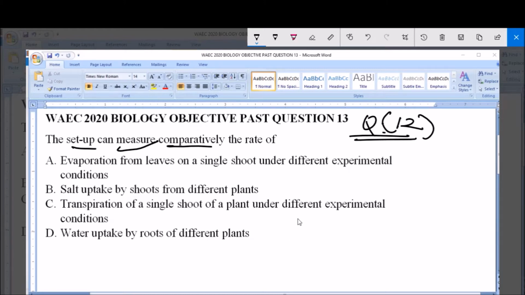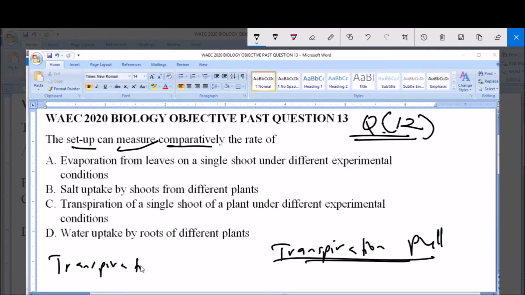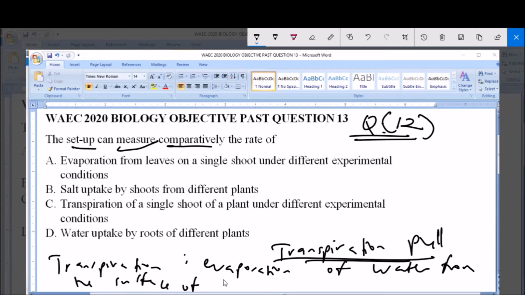Now, as we rightly established, that setup is used to measure transpiration pull or force of transpiration, and we rightly established that transpiration refers to the evaporation of water from the surface of leaves of plants. So the setup is used to measure the force of transpiration.